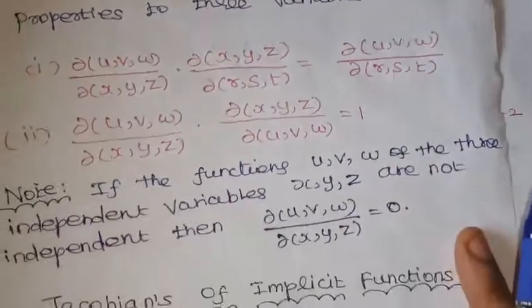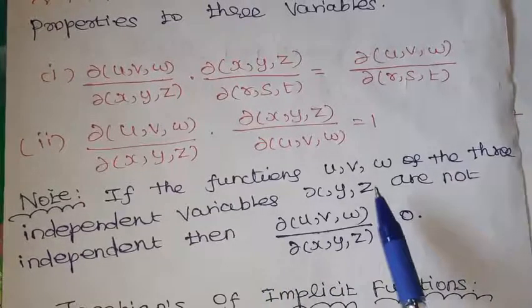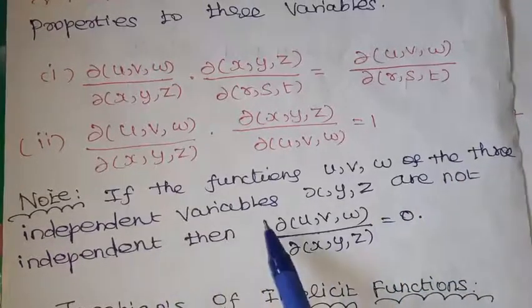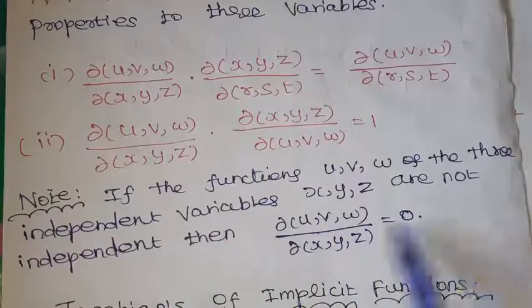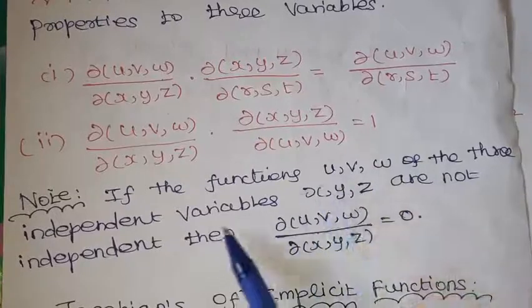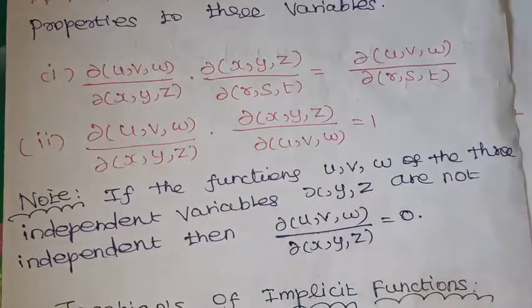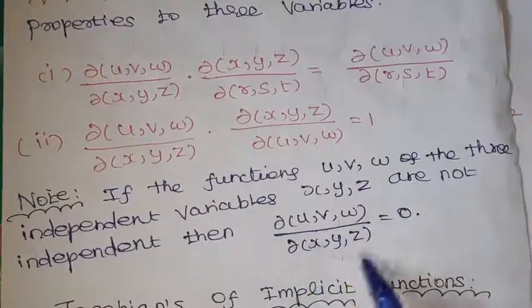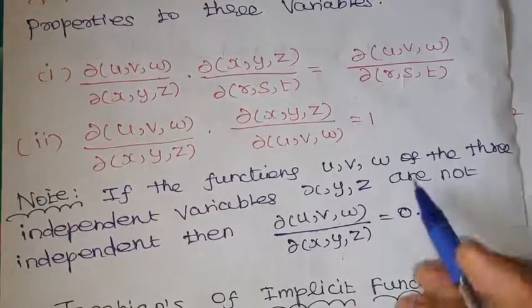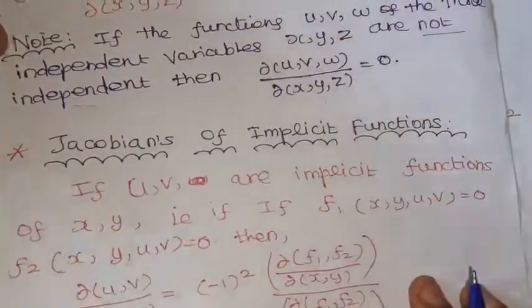Then what is the note given? See, if the functions u, v, w of the 3 independent variables x and y are not independent, then this value is equal to 0. If they are not independent, then it is equal to 0. Then we'll see Jacobians of implicit functions.